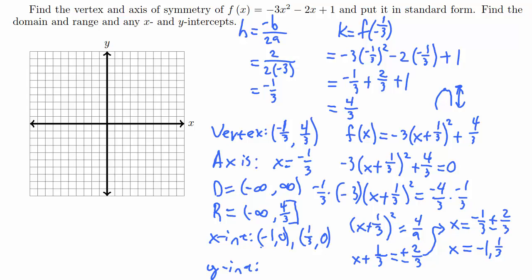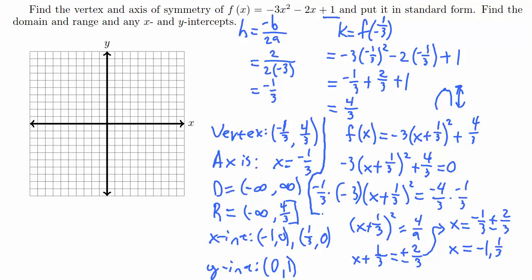Okay. And then the y-intercept. The y-intercept is always 0, comma, a number. And that number, in this case, is right here. So that's going to give us 0, 1. Now, if you didn't like that, you could plug it into the standard form here, making that 0 plus a third is a third. A third squared is 1/9. 1/9 times negative 3 is negative a third. Negative a third plus 4/3 is 1. Fantastic.